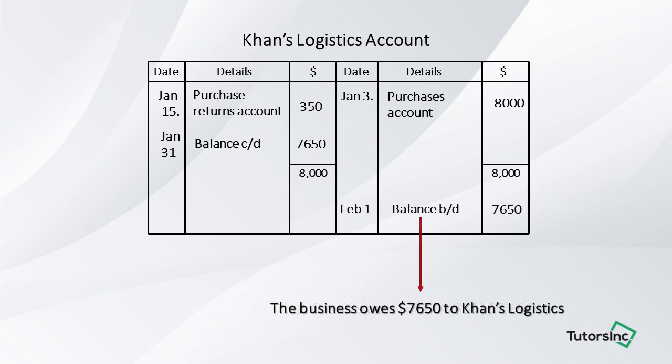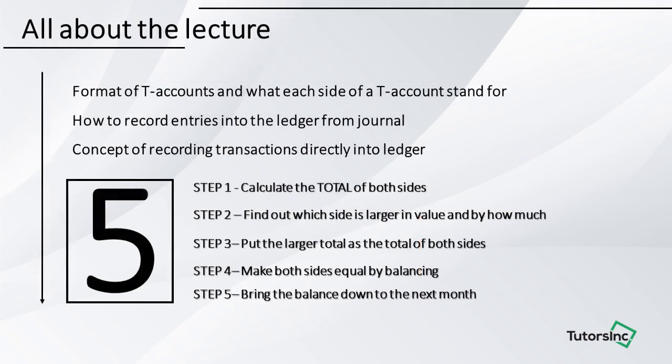Now that we have closed the account and balanced it, we now have to bring the balance down to the next month. This is why we have to transfer balance CD to the opposite side of the account as balance BD. Having a balance BD with the date February 1 and value 7650 means that before any transactions took place in the month of February, the business already owes $7,650 to Khan's Logistics. That is all about ledger accounts.